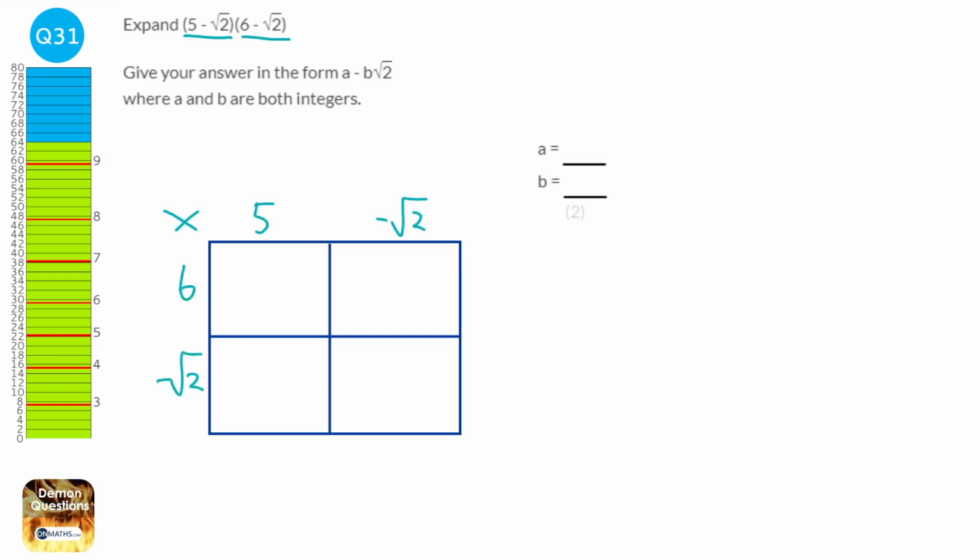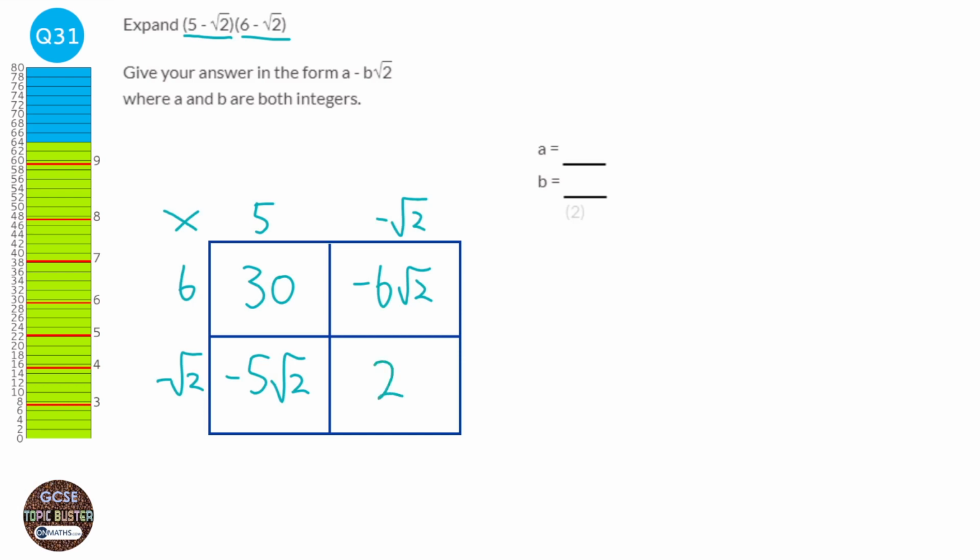And we just multiply them out, so 6 times 5 is 30. 6 times minus root 2 is just going to be minus 6 root 2. 5 times minus root 2 is just going to be minus 5 root 2. And now we've got two minuses, which will make a plus, and root 2 times root 2 is just 2, because root 2 times root 2, well, you can multiply the surds together, so that would be root 4, and root 4 is just 2.